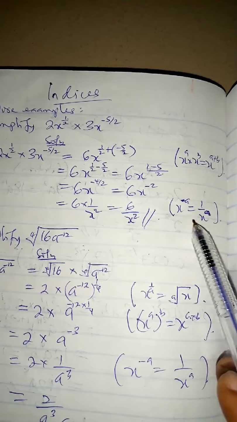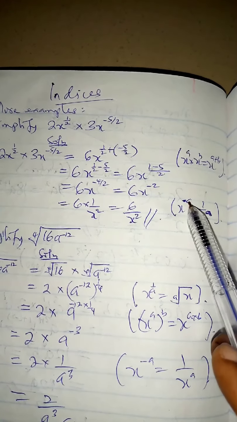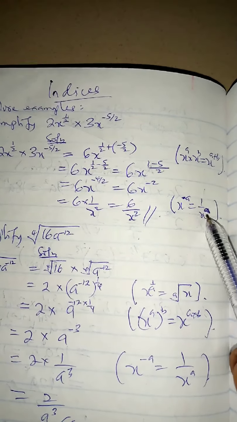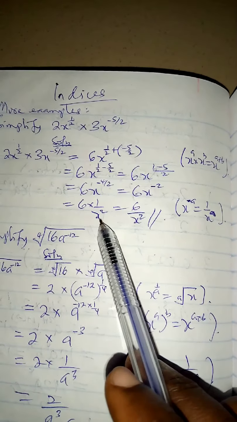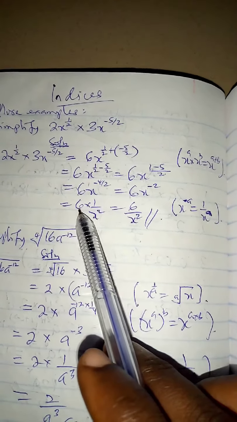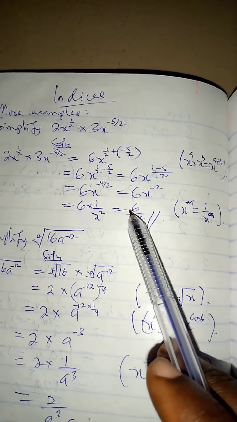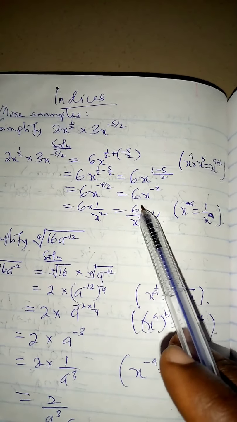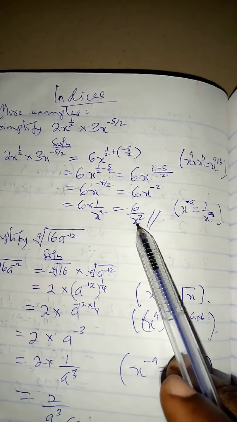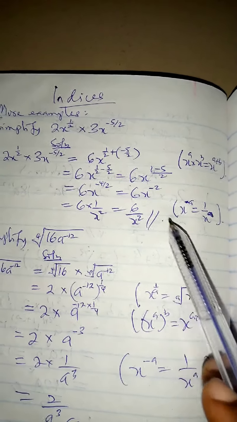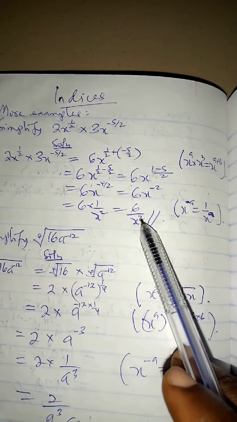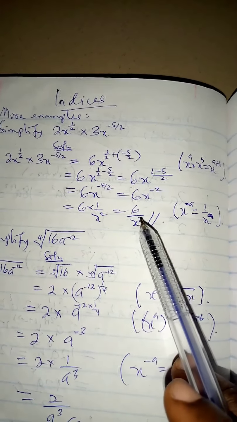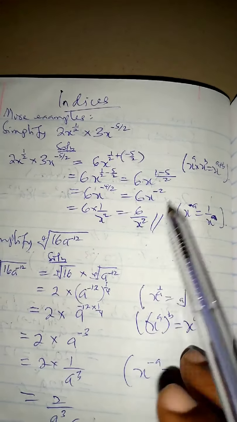Then, if you apply this law, x raised to power minus a, which is 1 over x raised to power a, this x raised to power minus 2 becomes 1 over x raised to power 2. The 6 remains at the top. So that your final answer becomes 6 over x raised to power 2. You can't stop here. You have to apply this negative index law to have 6 over x raised to power 2 as your final answer here.